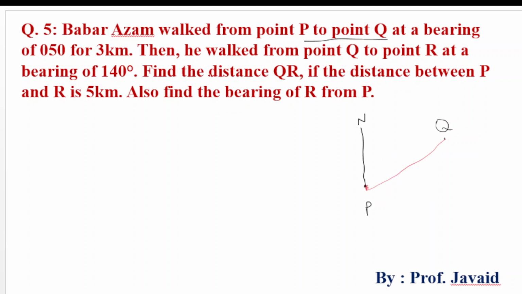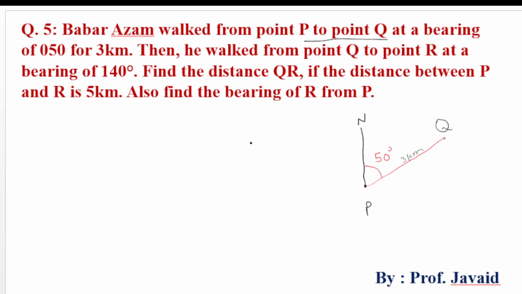So what did he do, Babar Azam? He walked from P to Q. Let me do this line again. So the bearing from point P to point Q is 50. It's given in a simple way. So let me write here 50, and this is for 3 kilometers. Okay, we will write here 3 kilometer.